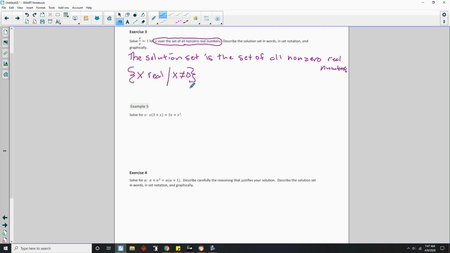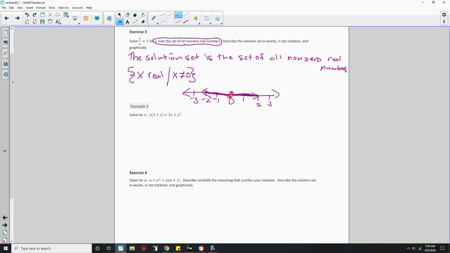Graphically represented would look like so. We have this number line, here's 0, we don't include it, here's 1, here's 2, here's 3, -1, -2, -3. This is going to be true going this way forever. Everything in between, and this is going to be true going this way forever. So really it's the entire number line except 0.